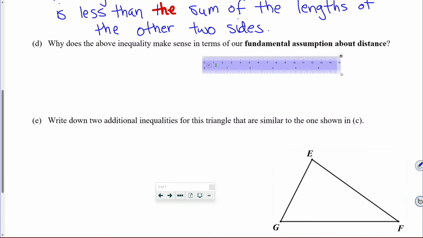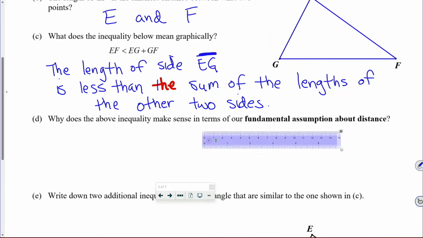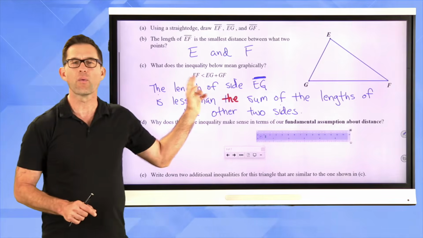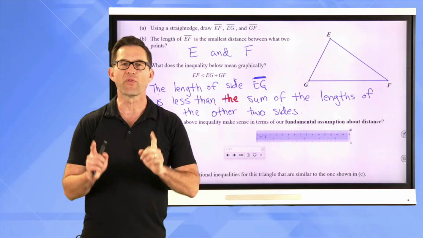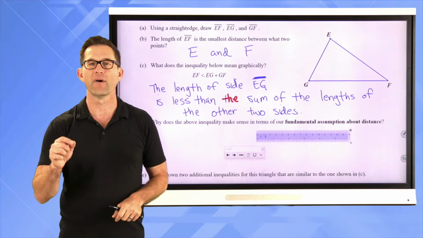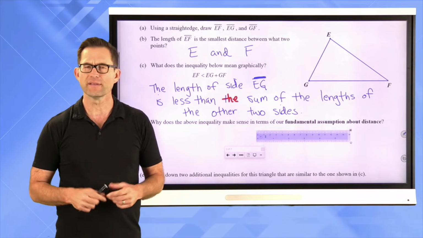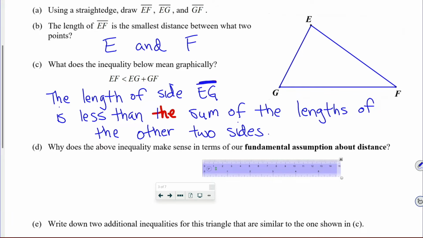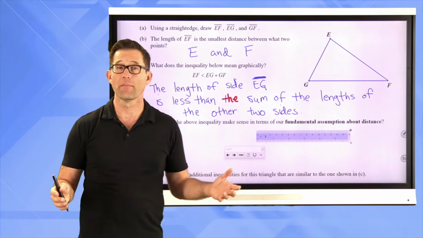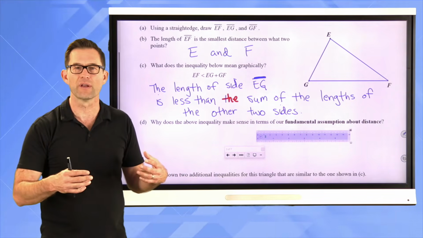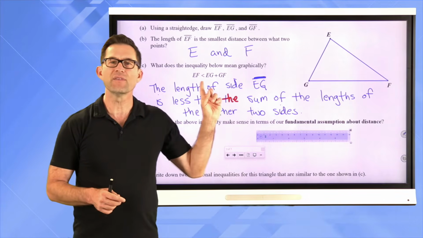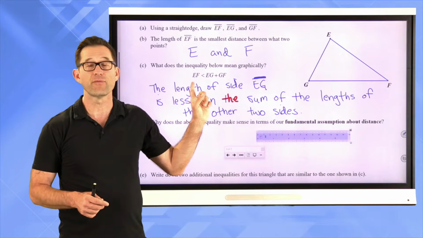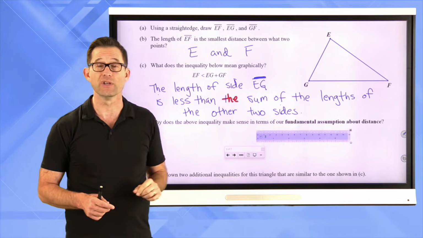Letter D. Why does the above inequality make sense in terms of our fundamental assumption about distance? All right, so let's go back up here. Why does this inequality make complete and utter sense when we think about that fundamental assumption that we have about distance? Pause the video now and see if you can write something down. Well, you can almost talk about it as if looking at it in contradiction. What I mean by that is, let's say this wasn't true. Let's say that EF was not smaller than EG plus GF, right?